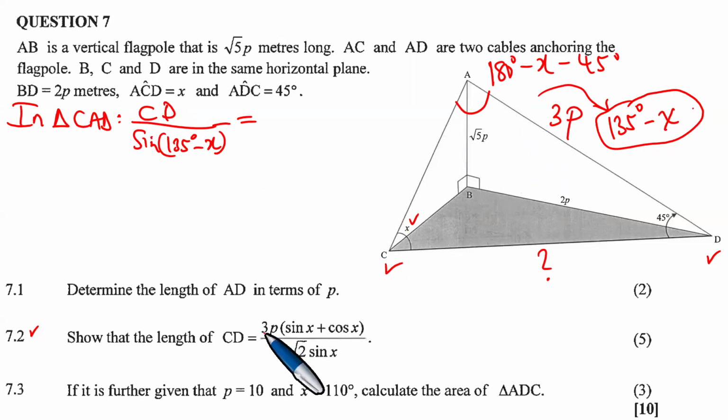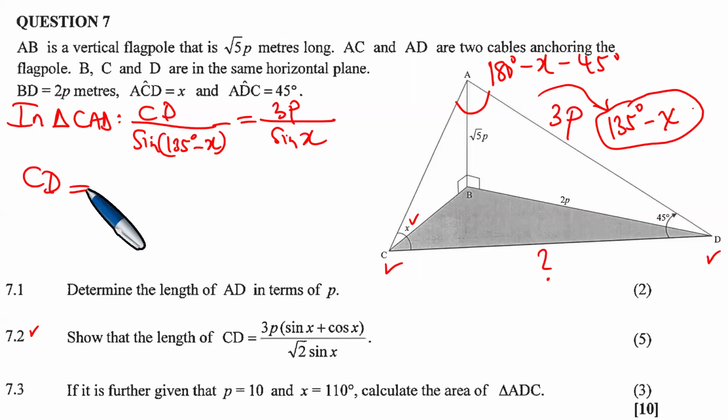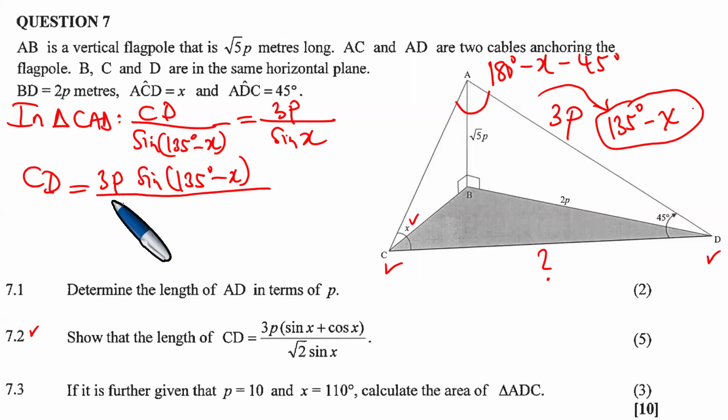There's a 3P that is already visible here, and you can use that. So we take the one to find CD by the sine rule. We can say it is equal to 3P over the sine of the angle opposite, which is the sine of X. We cross multiply, getting CD equals 3P, the sine of 135 degrees minus X, divided by the sine of X, like so.